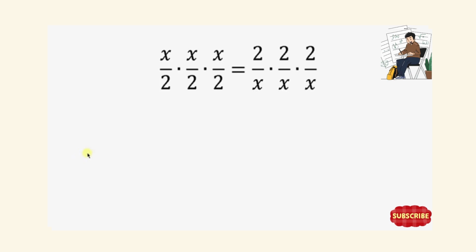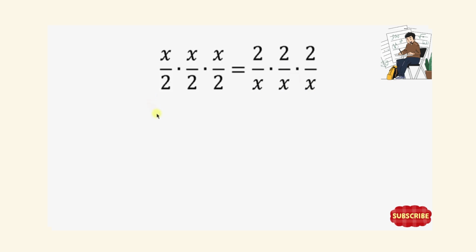We have a very nice and beautiful question on the board that we're going to be solving. The question says, find the values of x if x over 2 times x over 2 times x over 2 is equal to 2 over x times 2 over x times 2 over x.